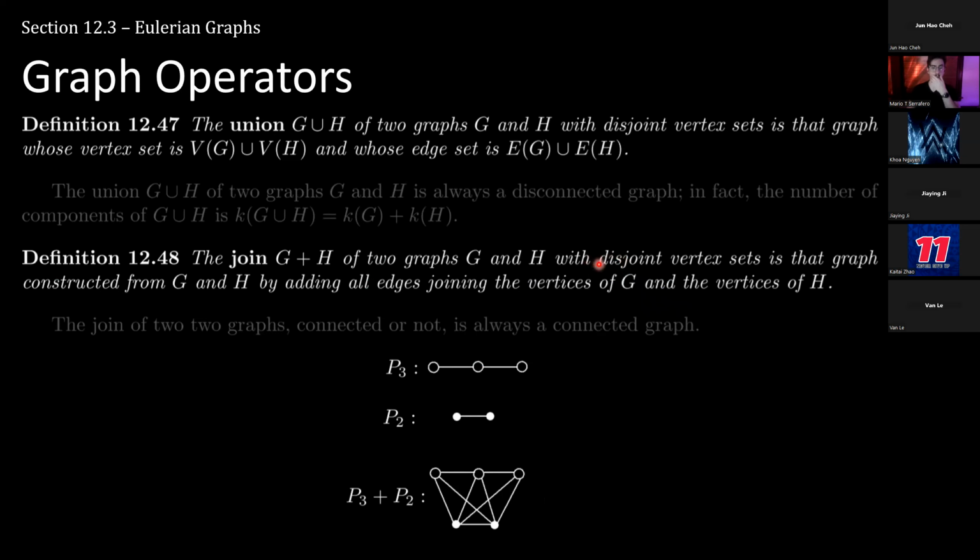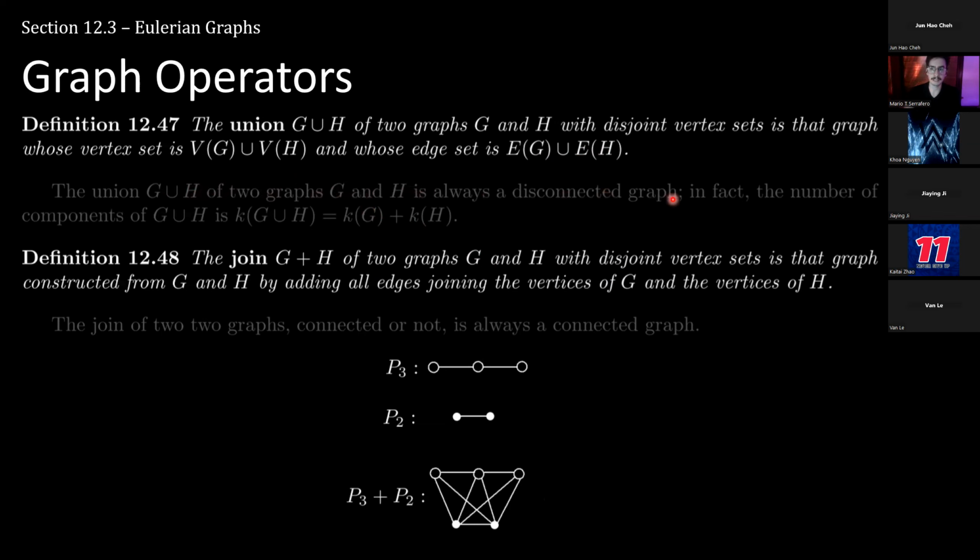And lastly, we're going to talk about graph operators, and then I think we can actually finish in time. So we have 2 graph operators. One of them we kind of already discussed. The union G union H of 2 graphs G and H with disjoint vertex sets. Disjoint vertex sets is the important part. It is the graph whose vertex set is the union of their vertex sets and whose edge set is the union of their edge sets.